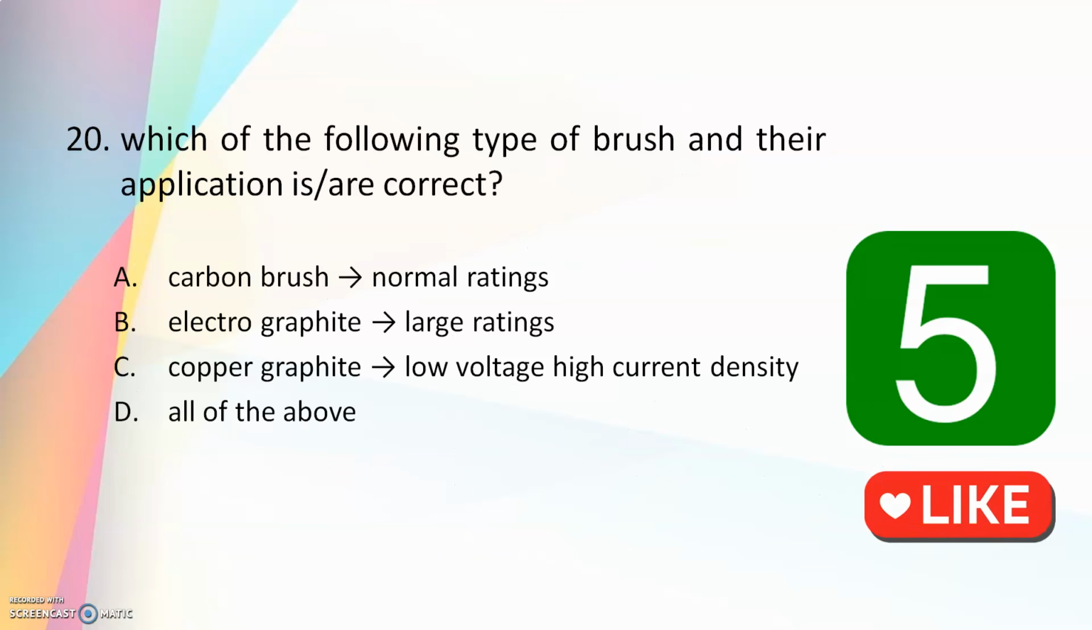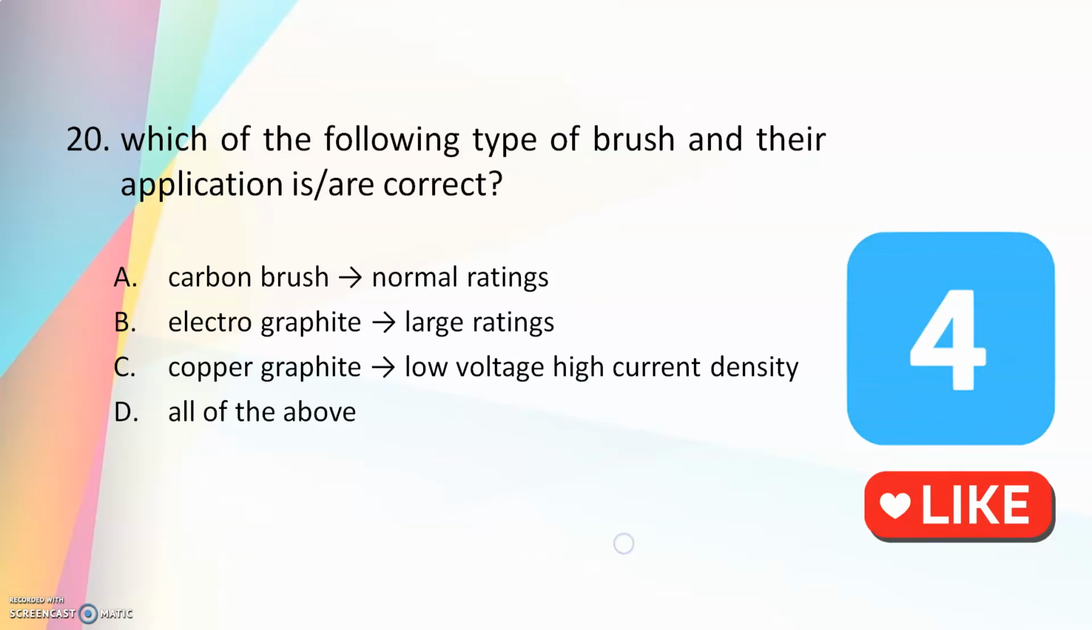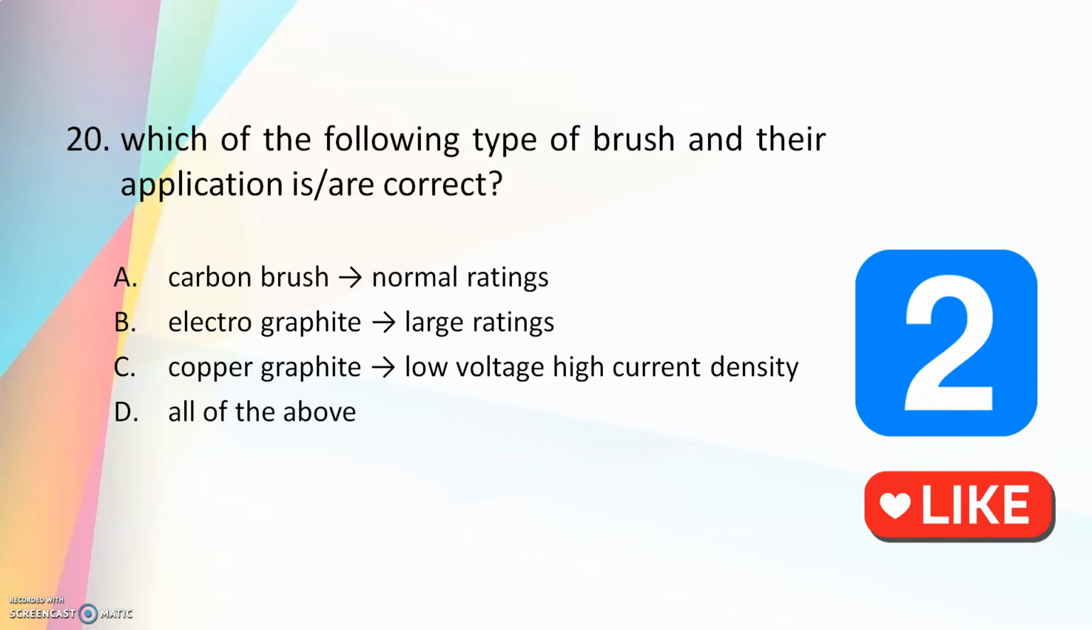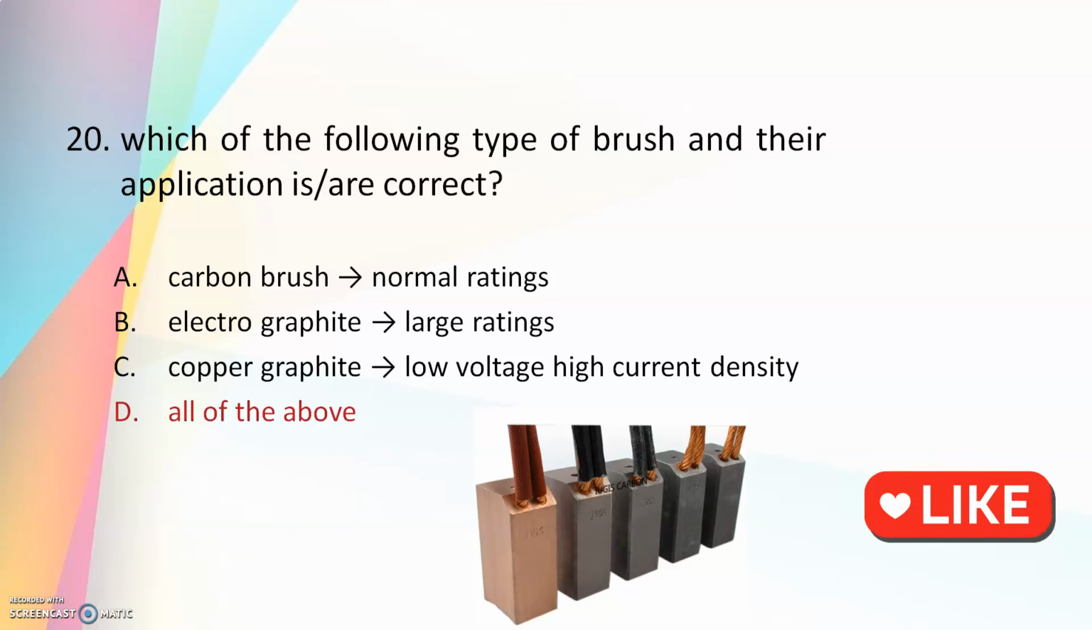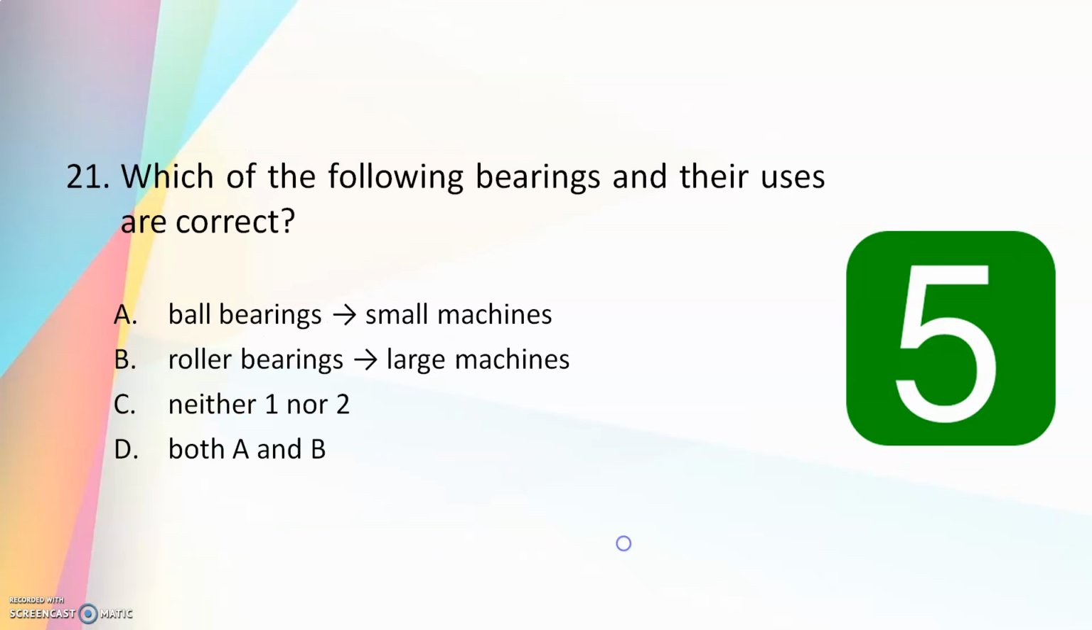Which of the following type of brush and their application is or are correct? Carbon brush for normal rating, electrographite for large rating, copper graphite for low voltage high current density, all of the above. And the answer is all of the above. All of the above statements are correct.